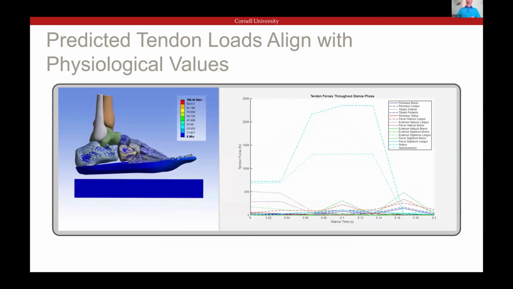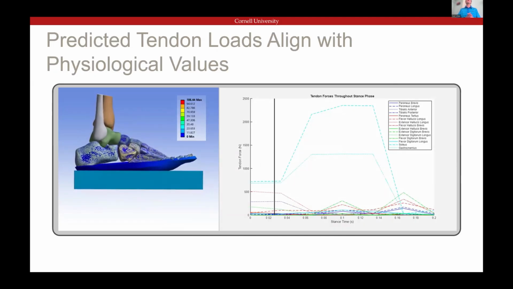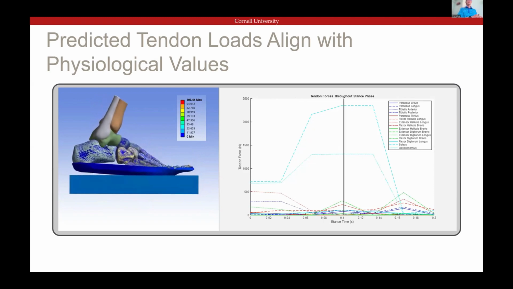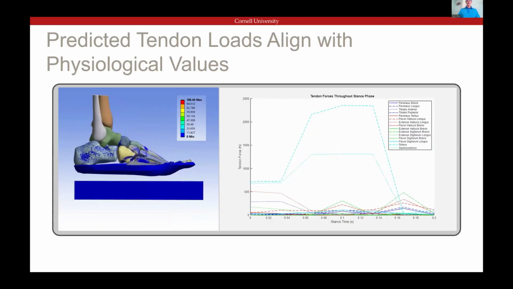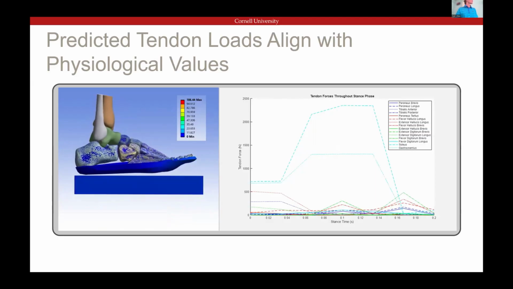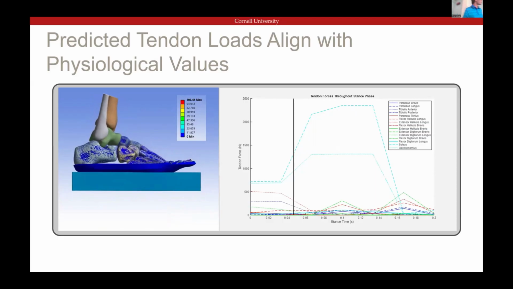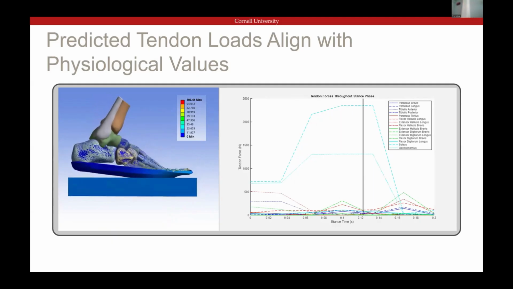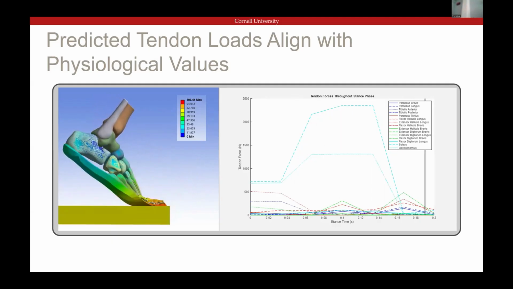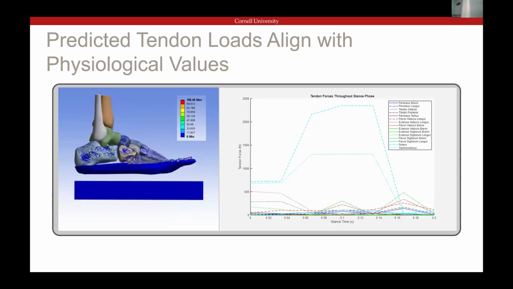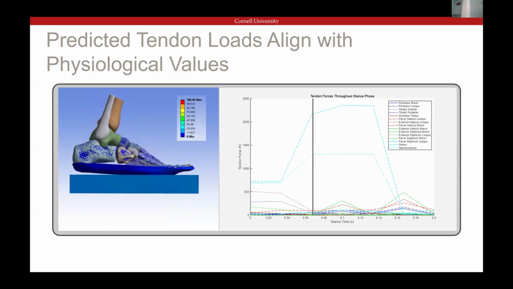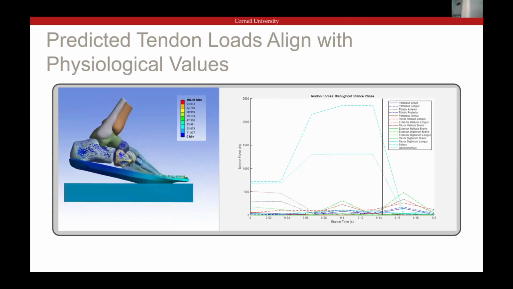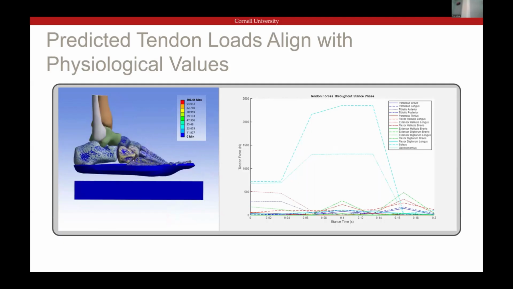Next, with the ankle moments determined, I'm going to plug this into my musculoskeletal model to perform inverse dynamics and get out the tendon loads. So we see at heel strike that the two calf muscles here in this blue color, the soleus and the gastrocnemius, have the highest loads.